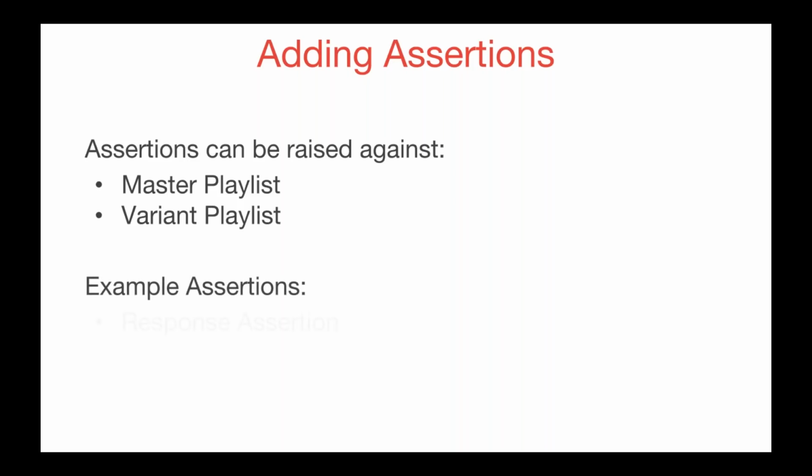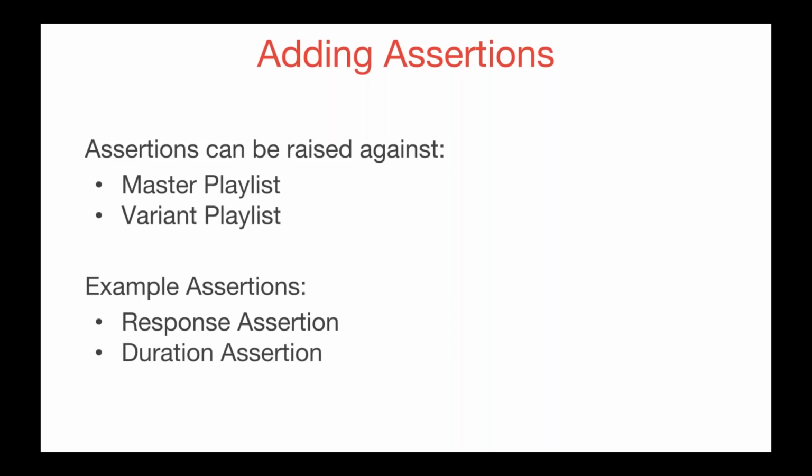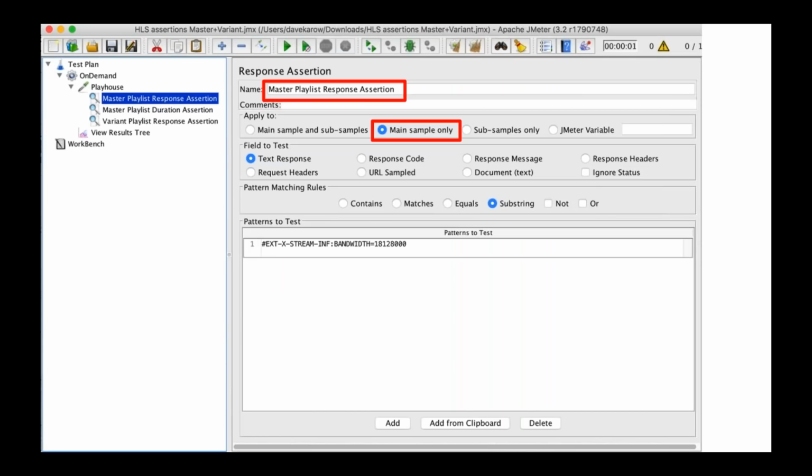Some examples of what you might do would be a response assertion. Here you're looking at the text that comes back in those playlists to make sure that it's correctly formed, that it didn't get munged somehow, or that it's not the wrong file. Or a duration assertion. You might say, when I go back to get these files, I need them to come in at a certain speed. I want to make sure I'm getting them quickly. Otherwise, we could get into trouble. Does the system bog down under load, and is it too slow to spit these out?